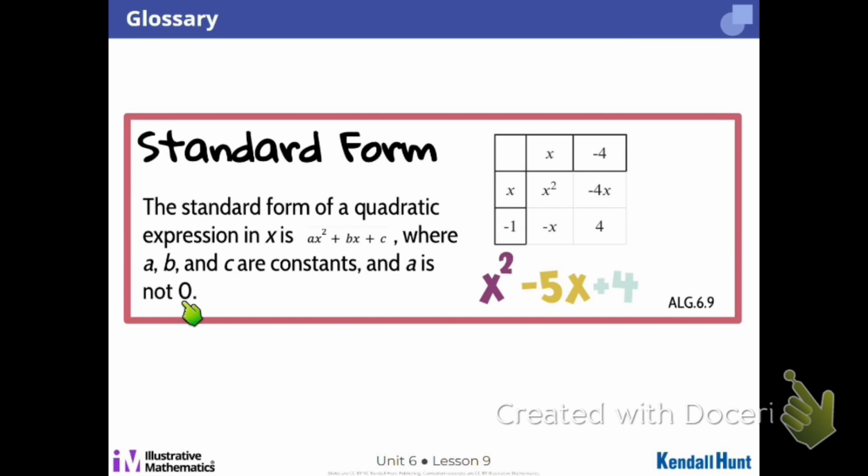And notice it says the only one that can't be 0 is a. That's because we need a square. B can be 0 because 0 times something is 0. We don't need this term. C can be 0 because we don't need this term. This is the term we have to have to make it quadratic. So a cannot be 0, but b and c can be. Why can't a be 0? Because 0 times x squared gets rid of the x squared, then it's not quadratic.